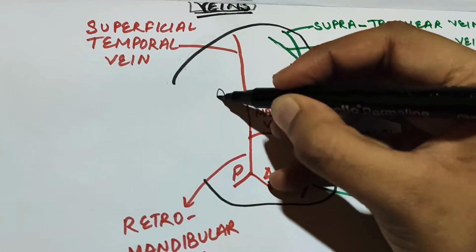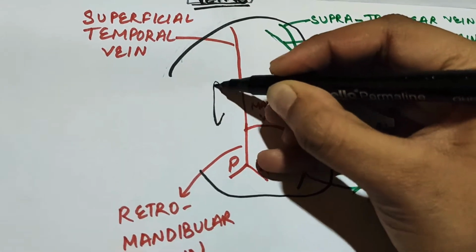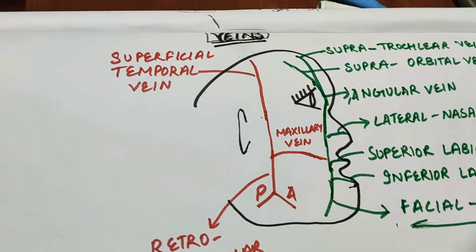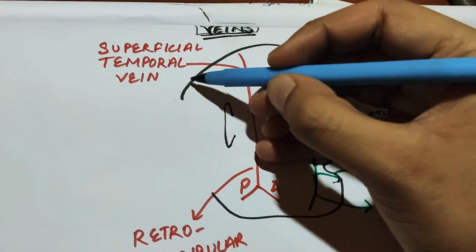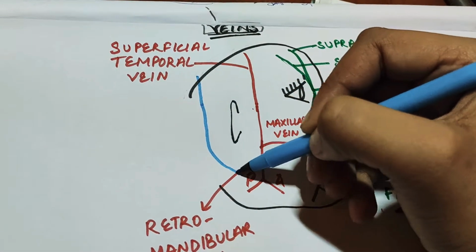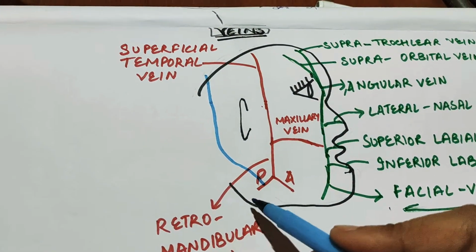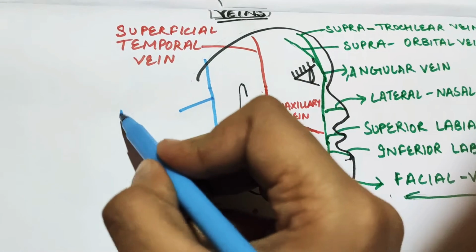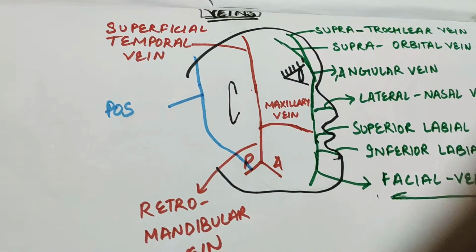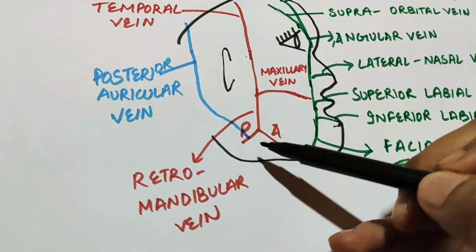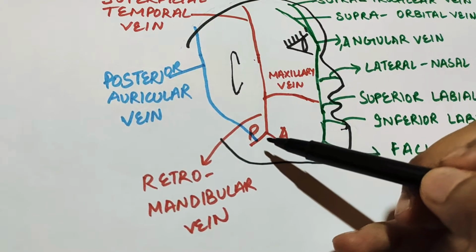This is the ear. This is the auricle. From behind the auricle comes the posterior auricular vein. It joins the posterior part of the retromandibular vein. So there's a kind of mnemonic. This is the posterior auricular vein and this is the posterior division of the retromandibular vein.